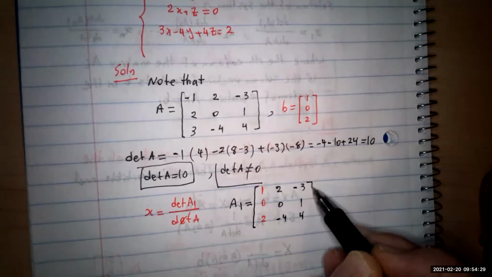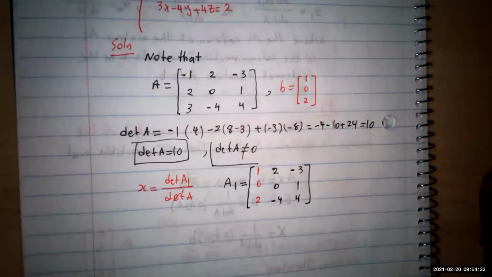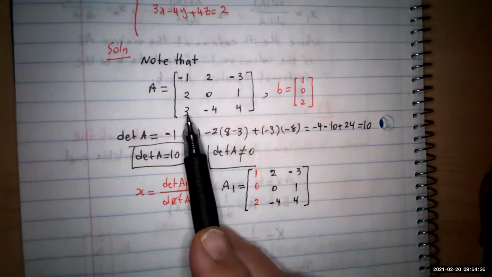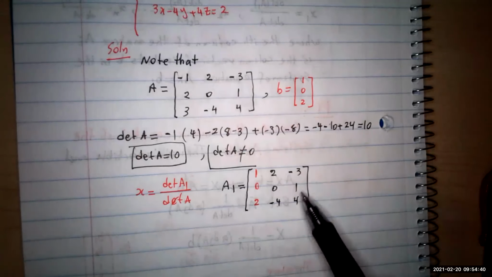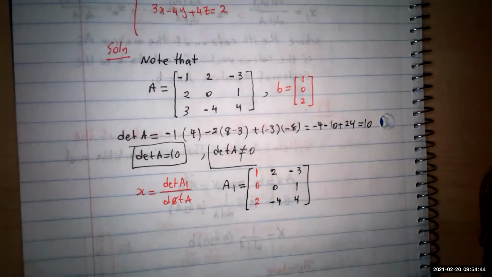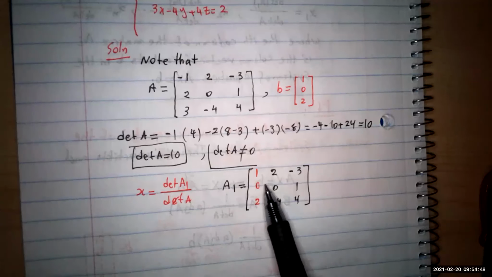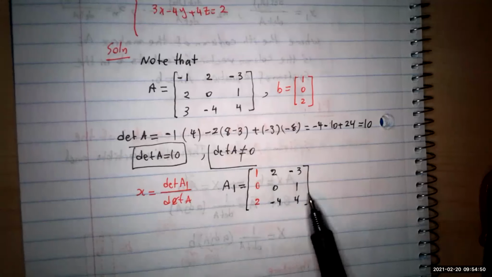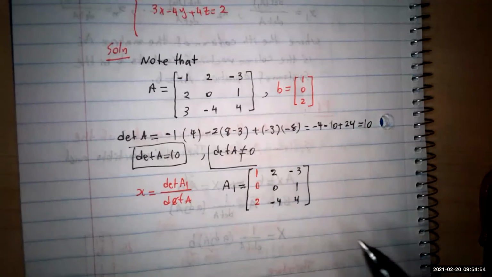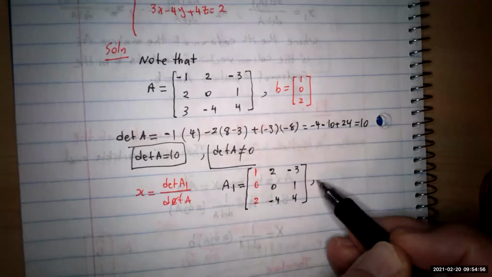Okay, so this is how we're going to form those matrices. Since x is the first column, which is the coefficient of x, we replace the first column by the b. So find the determinant of the A1. So this is it. We get 1, 2, -3, 0, 0. We can distribute it in this second one easily to find the determinant of the A1.